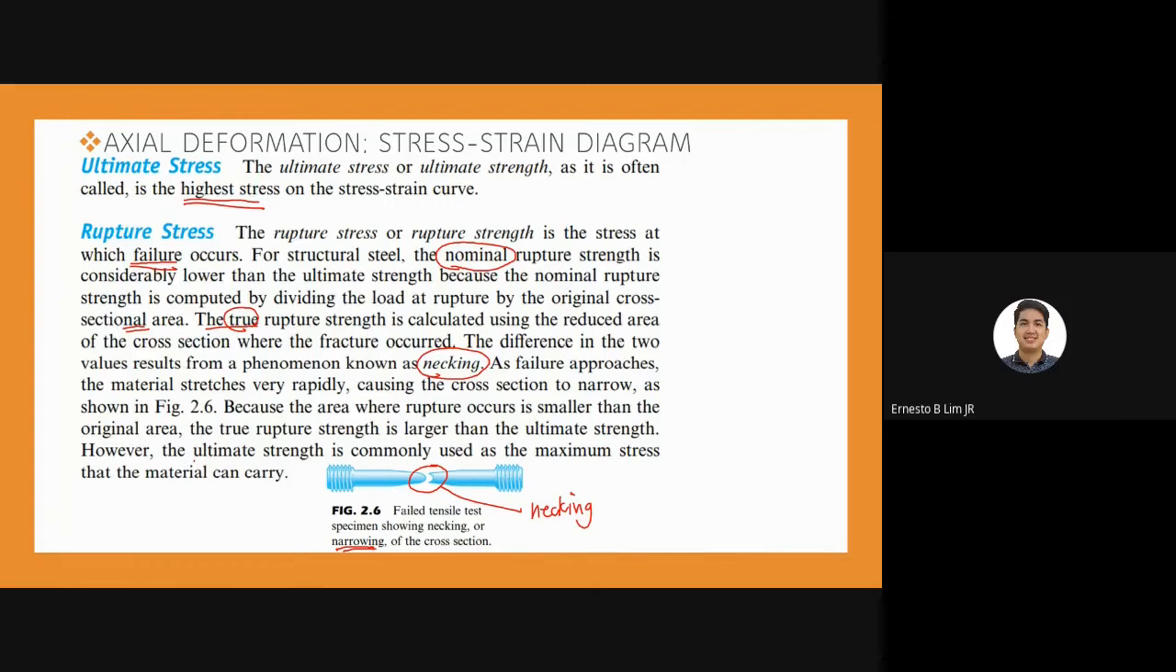However, ultimate strength is commonly used as the maximum stress that the material can carry. So normally, most especially for civil engineers, we design structures, specifically structural members such as columns and beams. Okay, so we design them using the ultimate strength. So the old code uses the yield strength only. Okay, but due to several studies made by our engineers, they concluded that ultimate strength is good enough to carry those stresses without failure.